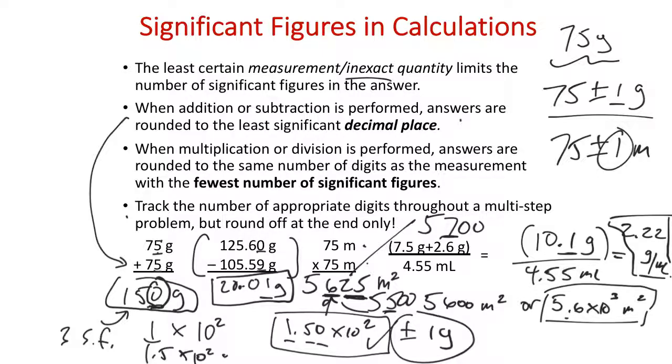So the last rule: track the number of appropriate digits throughout a multi-step problem, but round off only at the end. We'll do a couple more examples that walk through this, but we're going to apply the sig fig rules sequentially as we're doing the problems, like with the order of math operations. But generally we're trying to round just that final time at the end of the problem.